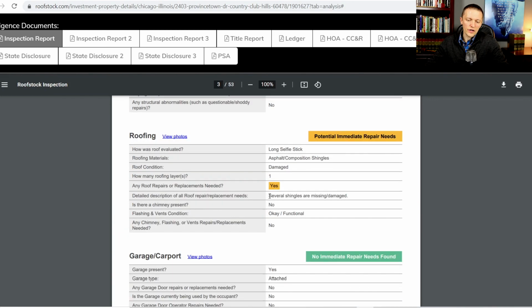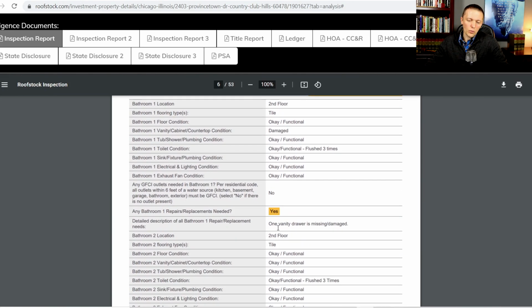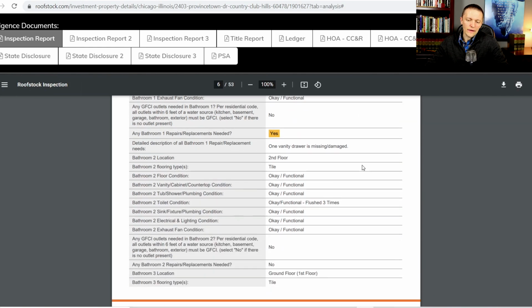So it looks like there are several shingles missing off the roof, and they may need to be replaced, or the entire roof possibly may need to be replaced. This says that one vanity drawer is missing or damaged, which is an extremely trivial thing to point out. So to me, that's nothing.